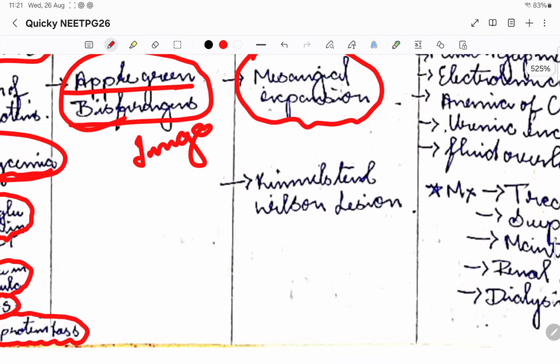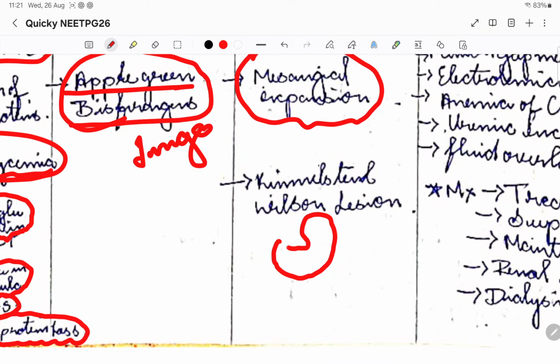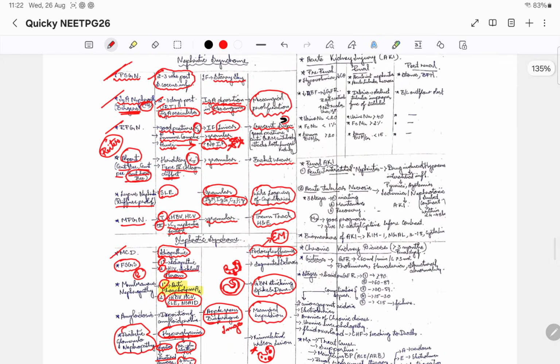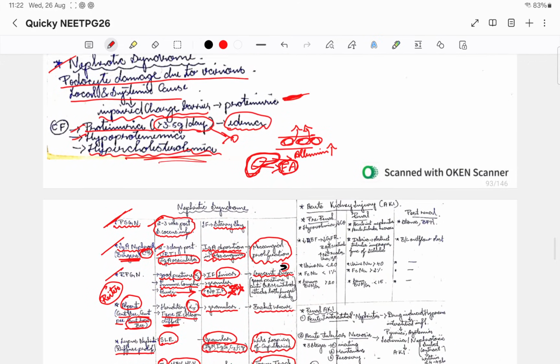If I take a histopathological slide, there is something called the Kimmelstiel-Wilson lesion. This is what the Kimmelstiel-Wilson lesion would look like. This is very pathognomonic. Please go see an image of it. This is all and everything you need to know with respect to all the glomerular pathologies.